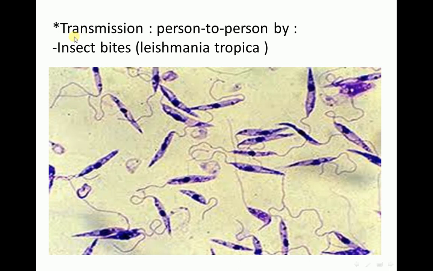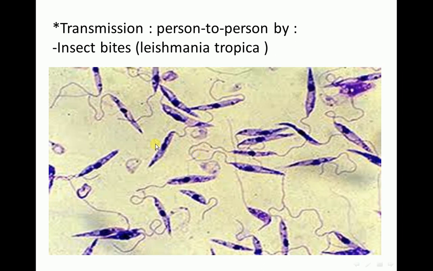The second way of transmission of protozoa is by insect bites, such as in the parasite Leishmania tropica, which causes Baghdad sore. This parasite is transmitted to humans by the bite of the sandfly. With the bite of this insect, it gives the infective stage of this parasite to the human.